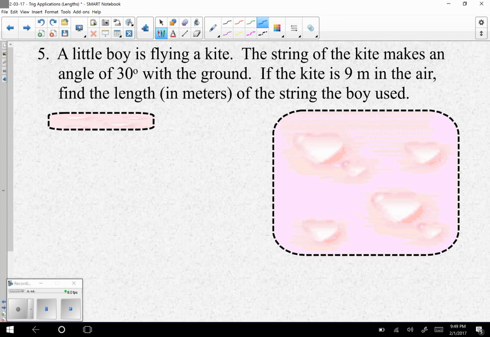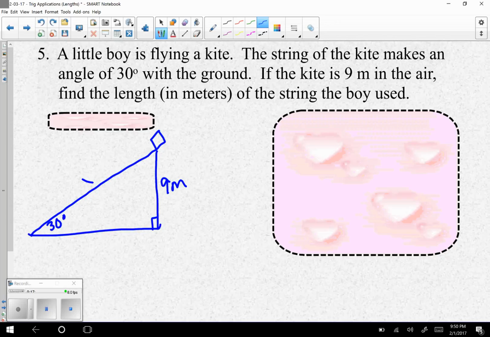Okay, so I know I've got the ground, and I know I have this kite up here. I know that the string of the kite is making a 30-degree angle with the ground. So the string's coming from here, and it's making a 30-degree angle with the ground. If the kite is 9 meters in the air, the height is 9 meters, and I need to find the length of the string. So my string's going to be over here. I've labeled everything that I know.